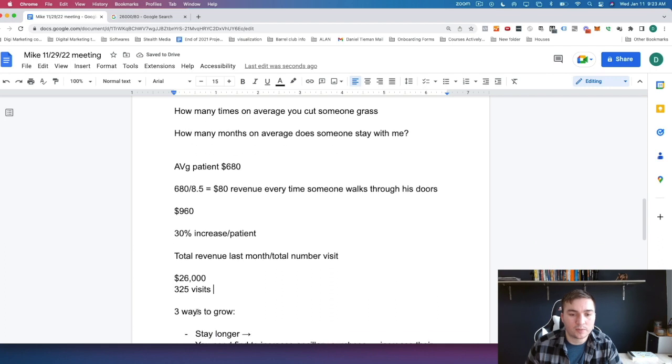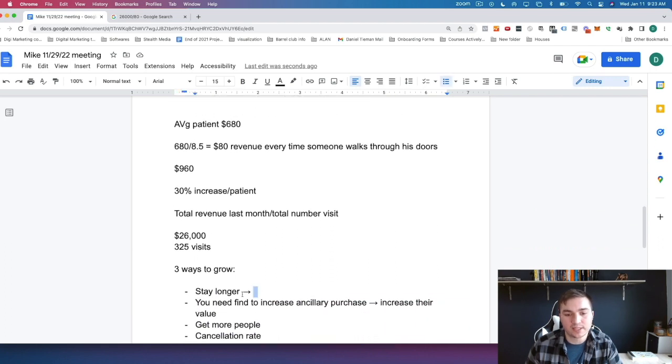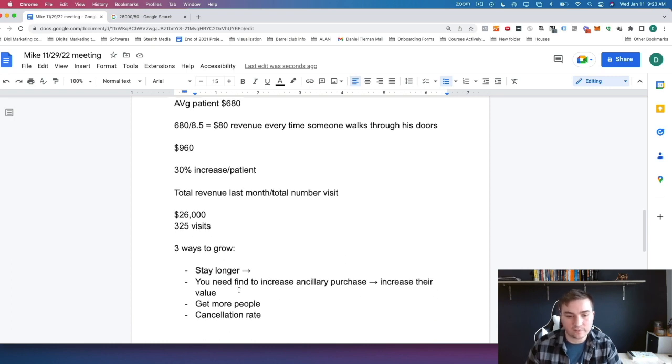So there's really only 3 ways you can grow the business. One is you get someone to stay longer, right? So they come back more times. Two, you find ancillary products that they can purchase, so to increase their value that way. Once again, if I was a PT or chiro office, I would sell them inserts, I would sell them foam rollers, I would sell them other products to bolt on.